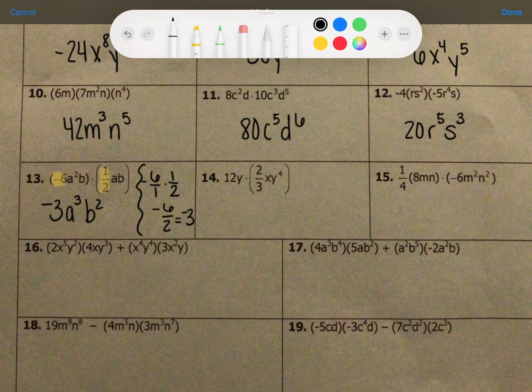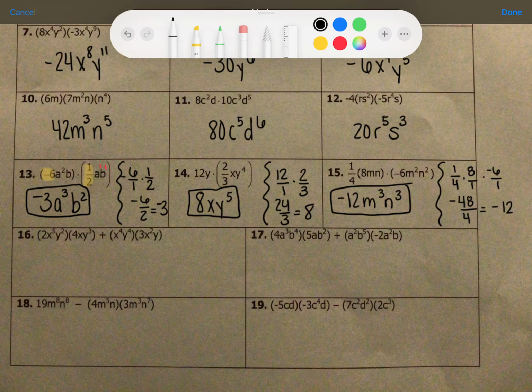Add your A's and add your B's. Remember to add those exponents. Even if it doesn't have an exponent, it's understood to be a 1. All right, pause the video and you try 14 and 15. All right, so you have tried these problems and now you are checking your 14 and your 15. Make sure I didn't make any mistakes either. It looks like I did pretty good.